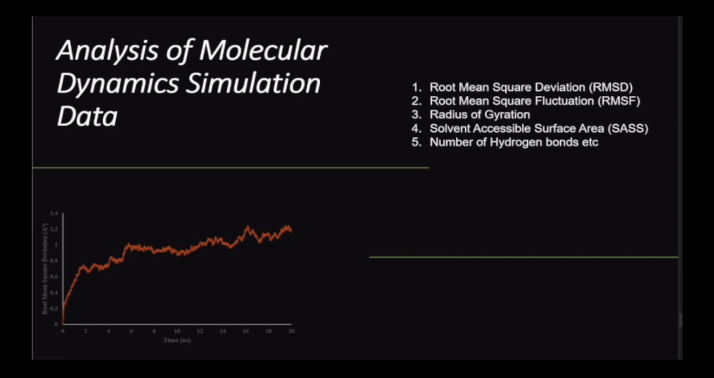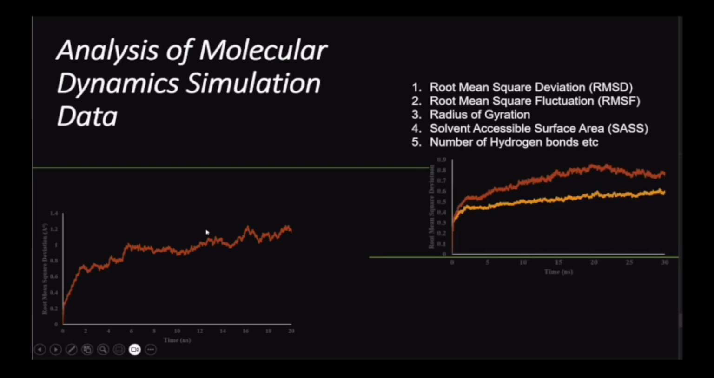If you look at this graph in a bit more detail, you will see that at 0 nanoseconds, you can see the red line near 0. But as the time progresses, the protein structure changes over the period of time, and you can see the increased RMSD values. How will these RMSD values be calculated? Let me show you here.